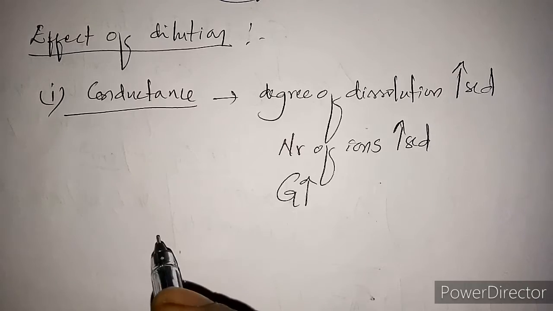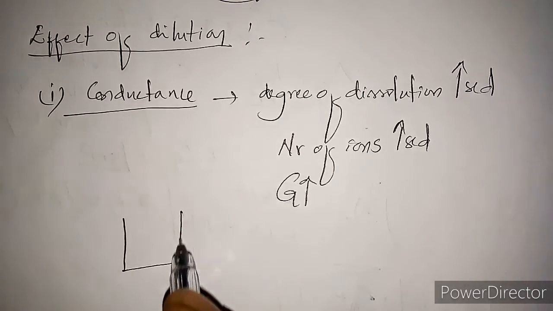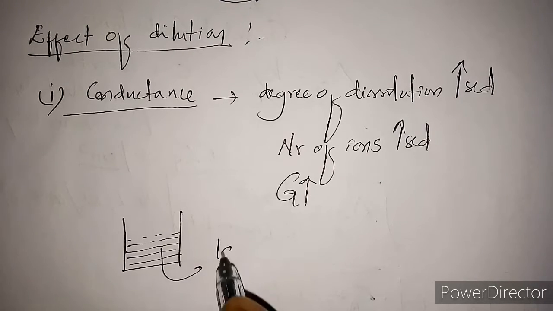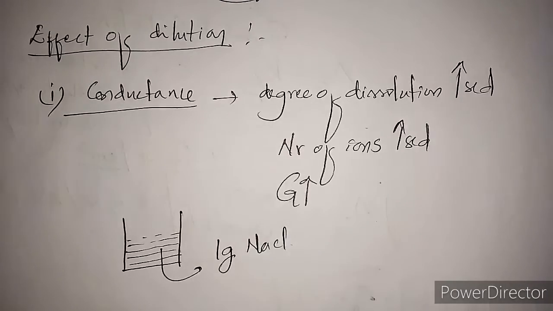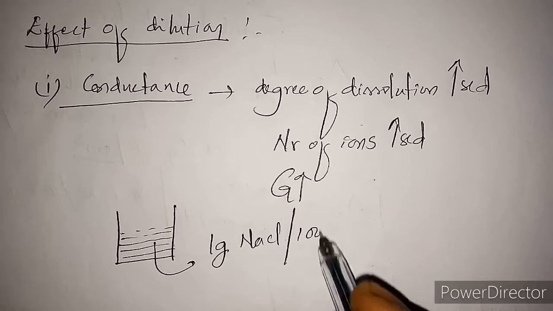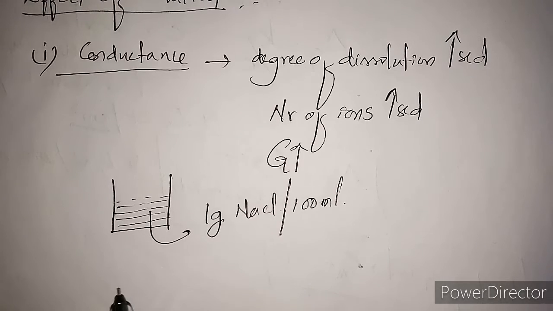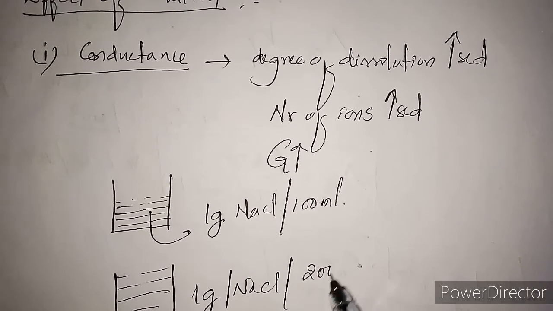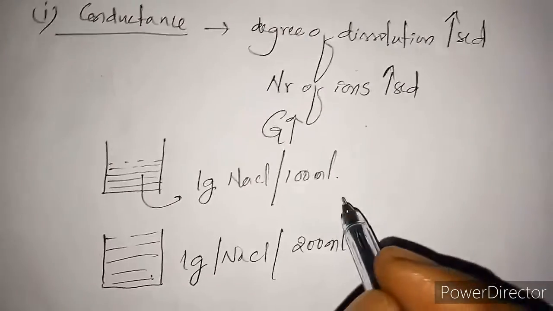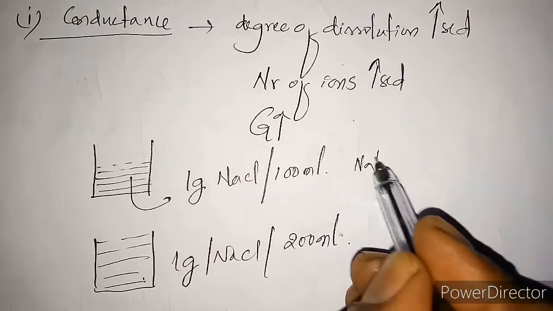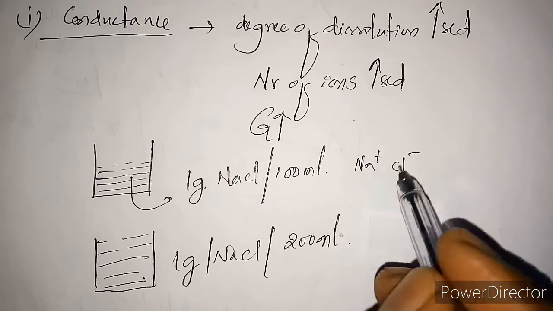Say, for example, we have a container with 100 ml of water. It contains 1 gram of an electrolyte, say 1 gram of NaCl per 100 ml. Now as the dilution is increased to 200 ml with the same 1 gram of NaCl, what will happen? When 1 gram of NaCl is present in 100 ml, there is a chance that the Na plus and Cl minus ions are very close to each other.